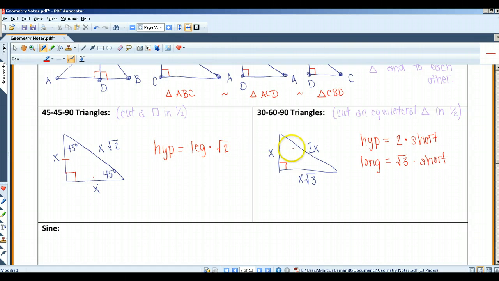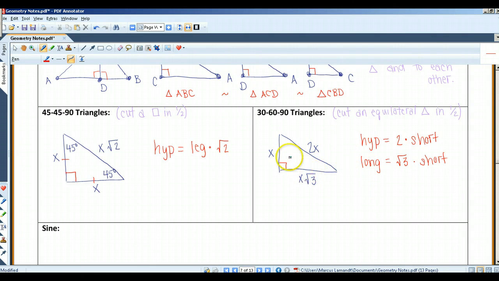A 30-60-90 triangle can be formed by dividing an equilateral triangle in half. Okay? In a 30-60-90 triangle, the hypotenuse is twice as long as the shorter leg, and the longer leg is root 3 times as long as the shorter leg.